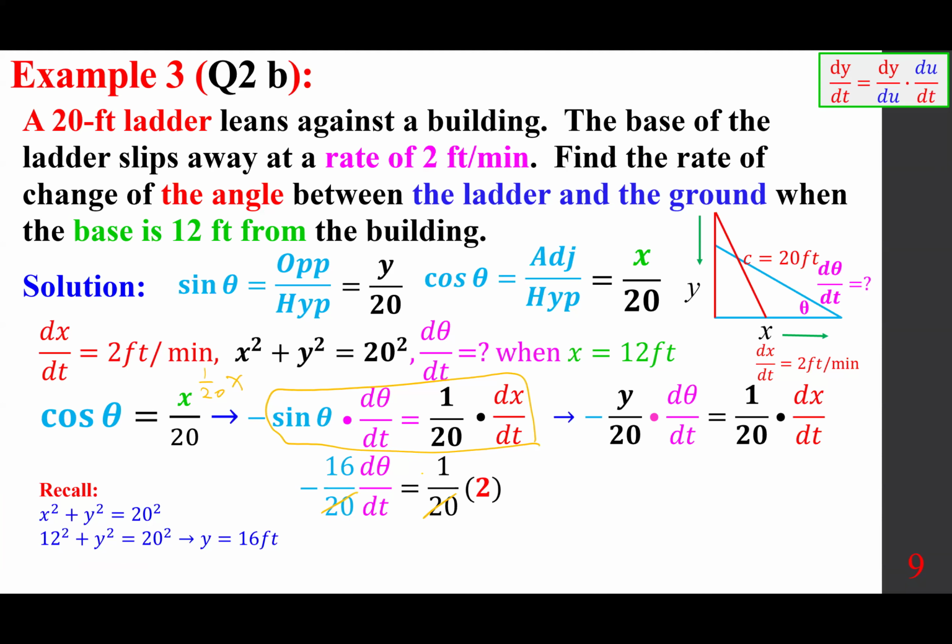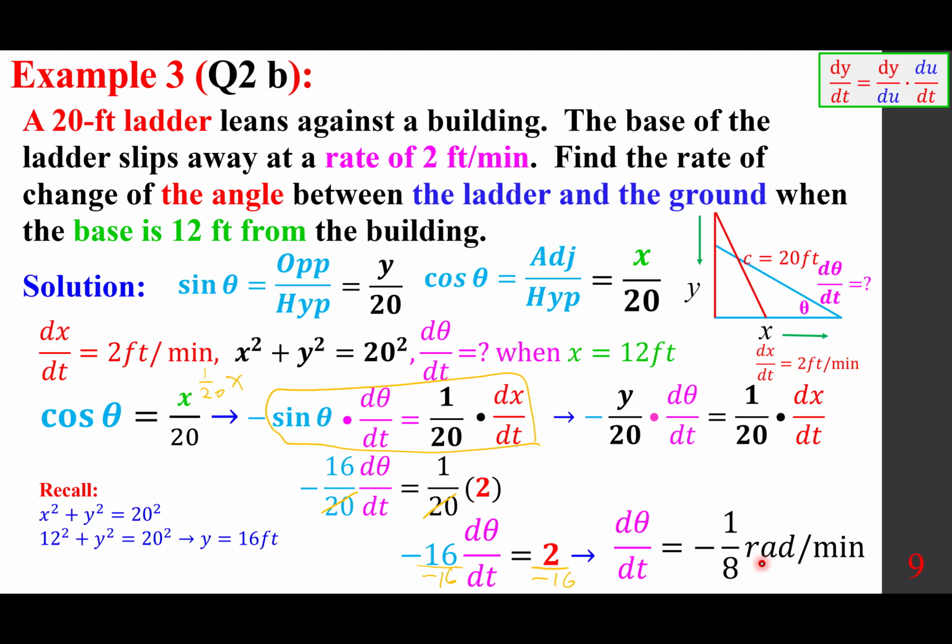You can drop it. So minus 16 d theta dt is equal to 1 times 2, or 2 divided by negative 16. You get negative 1 over 8. So d theta dt is negative 1 over 8 radians per minute. Units of angles are always radians unless otherwise mentioned in calculus. So negative 1 over 8 radians per minute.